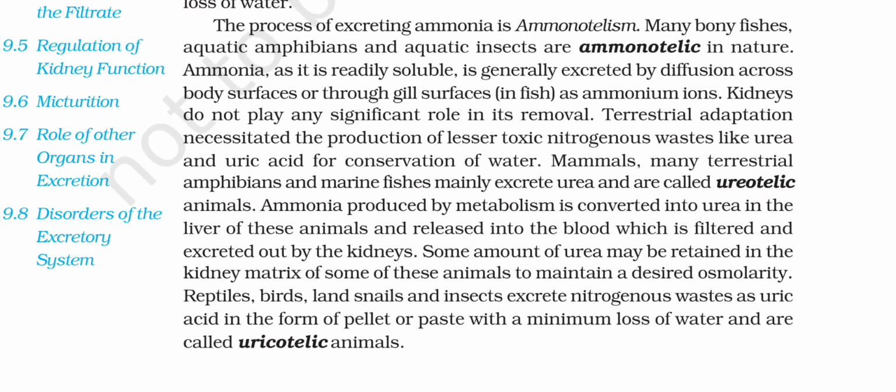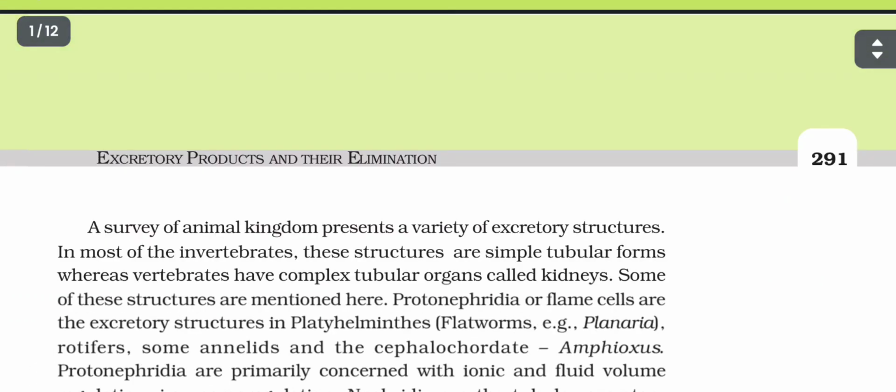Some amount of urea may be retained in the kidney matrix of some of these animals to maintain a desired osmolarity. Reptiles, birds, land snails, and insects excrete nitrogenous wastes as uric acid in the form of pellet or paste with a minimum loss of water and are called uricotelic animals.